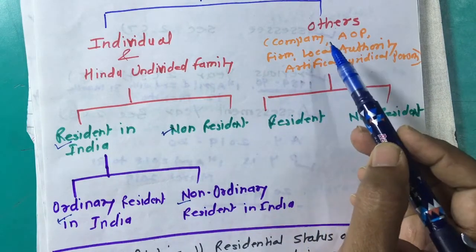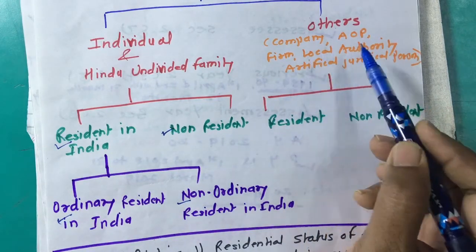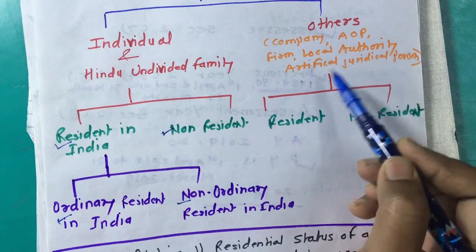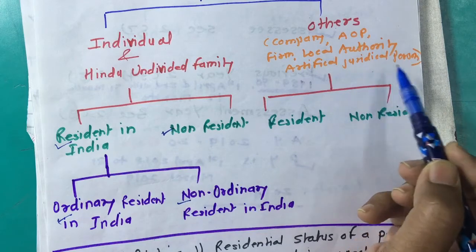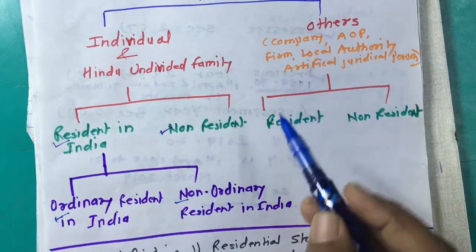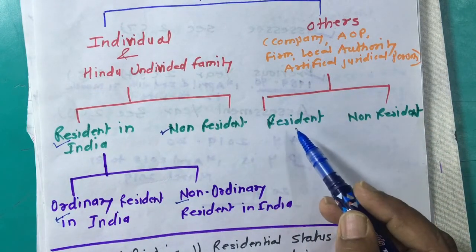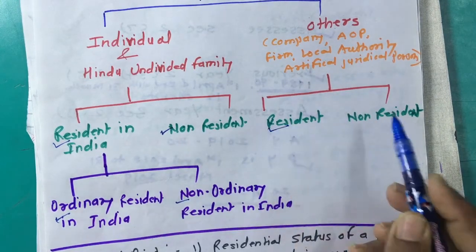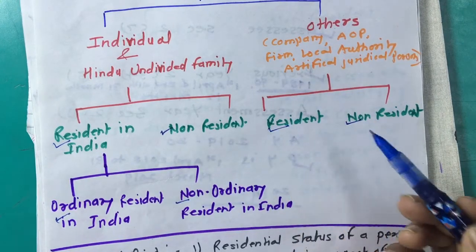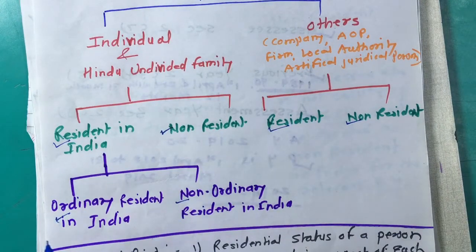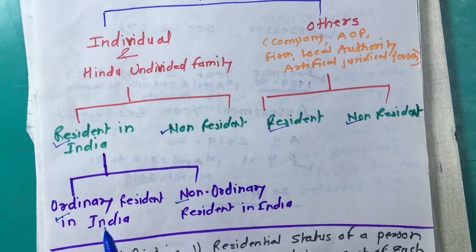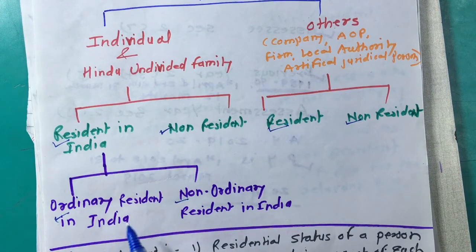When the person is a company, association of persons, firm, local authority, or artificial juridical person, the residential status is categorized as resident and non-resident. They are not classified further, unlike an individual or HUF, into ordinary resident in India and non-ordinary resident in India.